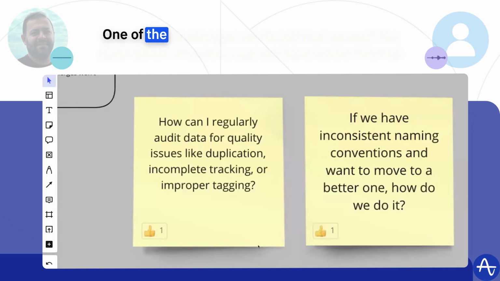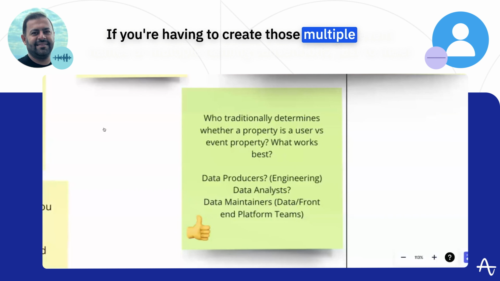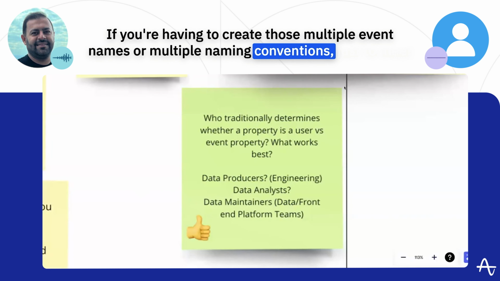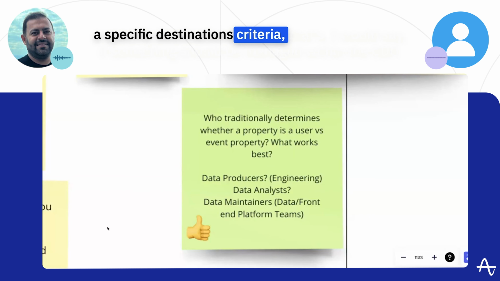Got it. I think if it's a CDP that you're using, your CDP should be the one enforcing the naming conventions. And if you send data downstream, the conventions that you set in the CDP should be what flows downstream. So if you had a specific event name, the CDP should be transforming the event before it sends to your downstream destination, or should be sending the raw data that gets accepted downstream. If you're having to create those multiple event names or multiple naming conventions just to meet a specific destination's criteria, that's, I would say, something that should be managed within the CDP.